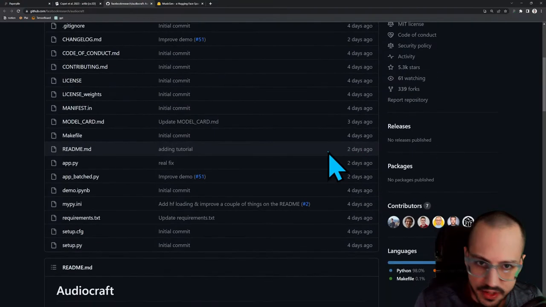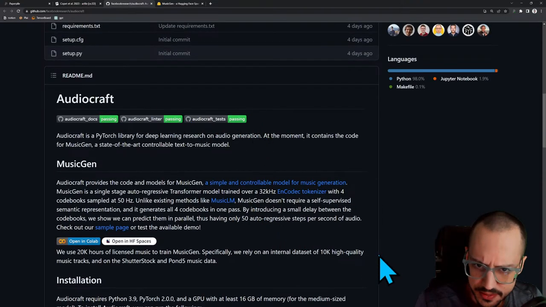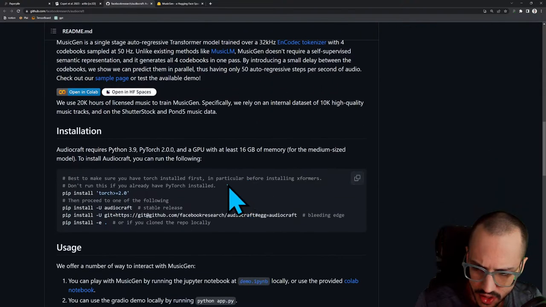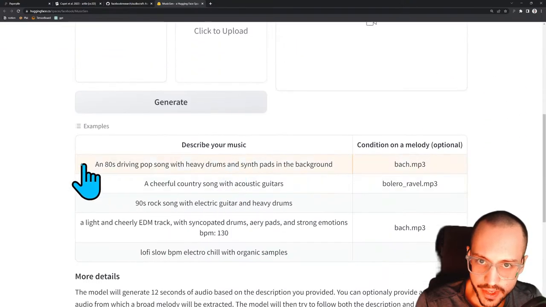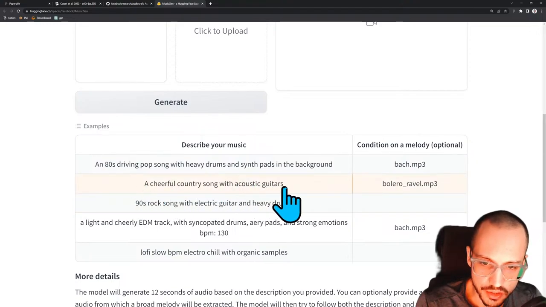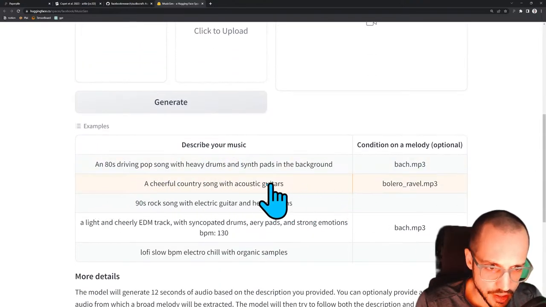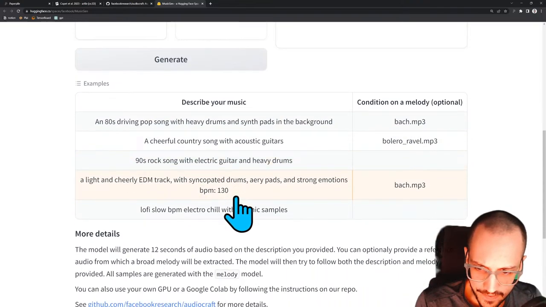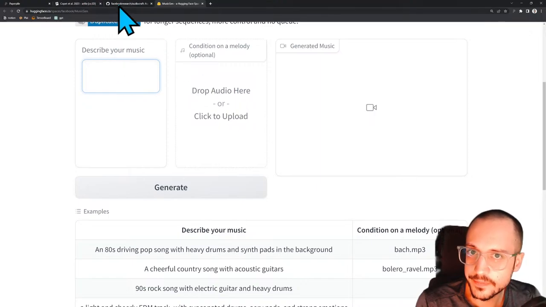There's a bunch of different pieces here. So they do have a GitHub repo called AudioCraft. It gives you a bunch of information. They have a Colab. And they also have a Hugging Face demo, so you can go ahead and describe something, I don't know, a cheerful song with acoustic guitars. So obviously some amount of text conditioning is going on, but it also sounds like you can basically condition on an MP3. I don't exactly know how that's going to work, but it looks like they're conditioning on multiple different types of modalities, which is kind of interesting.